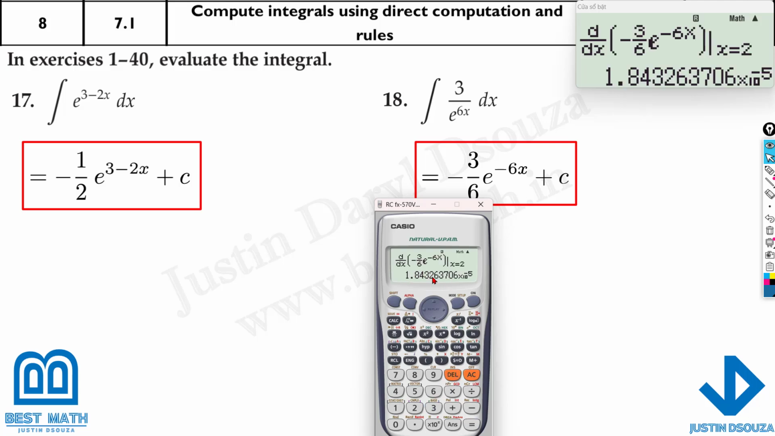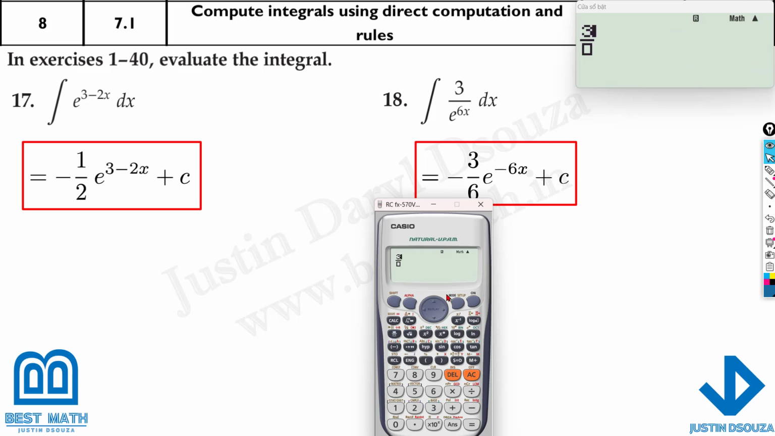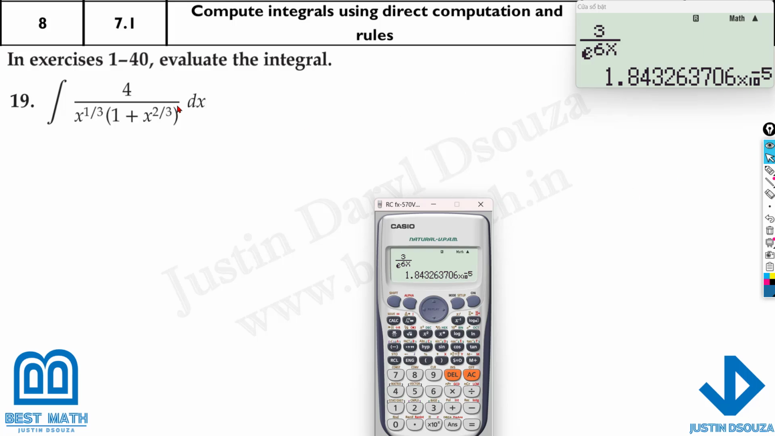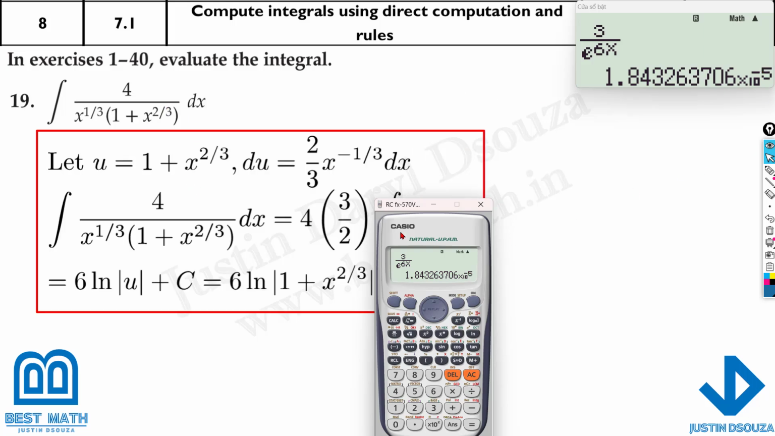This is the value. See, if it comes like this, please do write it down properly and make sure you write 10 to the power minus 5. This is very important. Now, when I solve this, 3 divided by e to the power 6x and calculate this at 2, you can see it's 1.84. It's 10 to the power minus 5. Yes, absolutely correct. Similarly, we can do these problems as well.